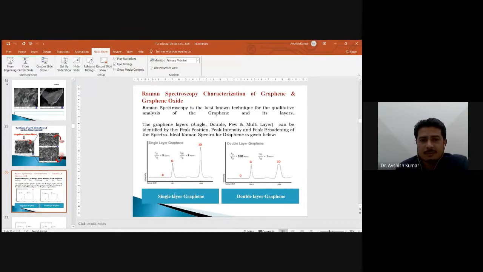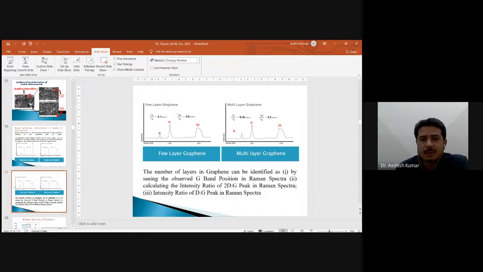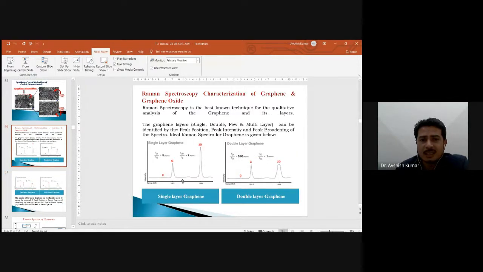For identification of a single layer, you can calculate the ratio of I2D upon IG. If it is around 2, it is single layer. Although there is further information you can get from HRTEM or other techniques, even AFM for confirmation. For double layer, if you calculate this ratio I2D by IG, you will get approximately 1. In that case, it is double layer.